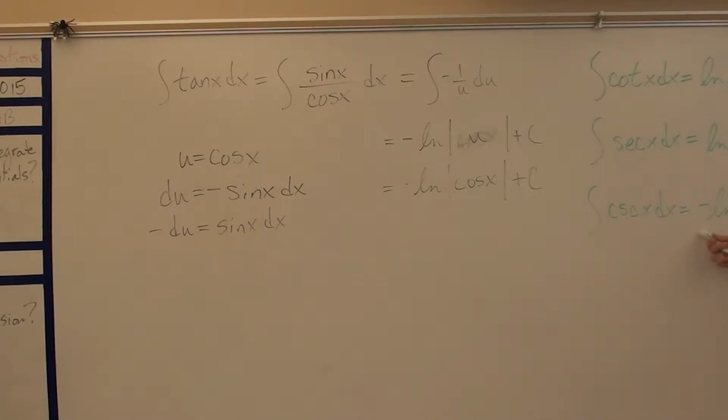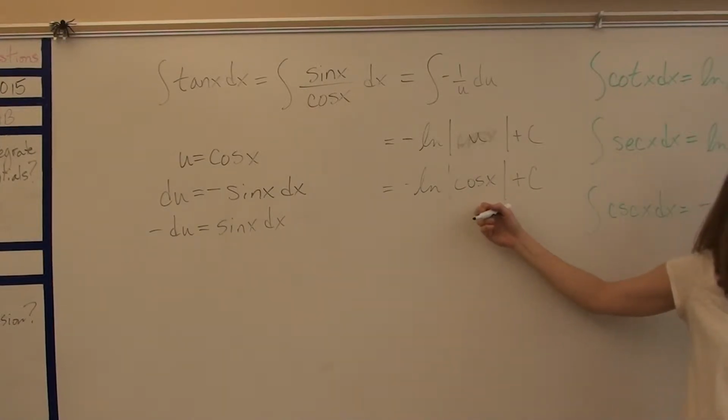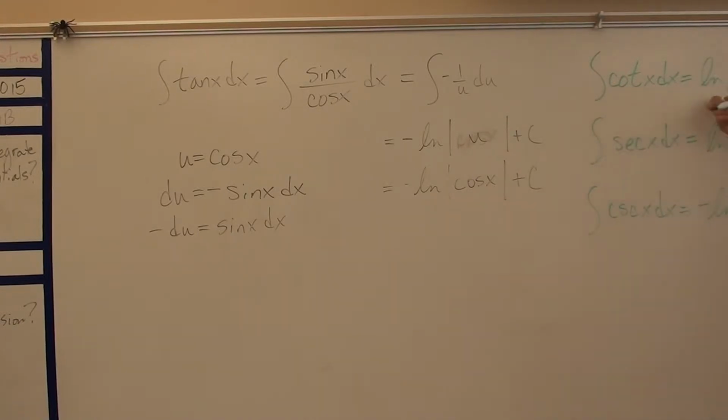Natural log cosecant, it's negative. If it doesn't start with a C, it's positive. All right? The other thing to remember, for tangent and cotangent, it's the natural log of whatever function's on the bottom. So for tangent, it's natural log of the cosine. For cotangent, it's natural log of the sine.